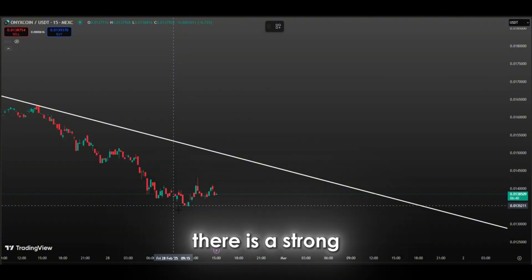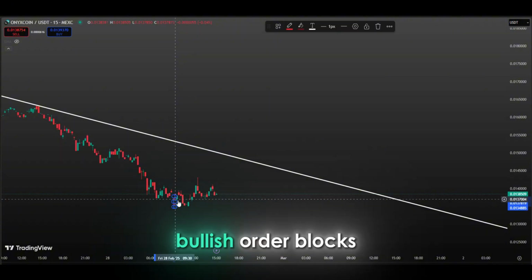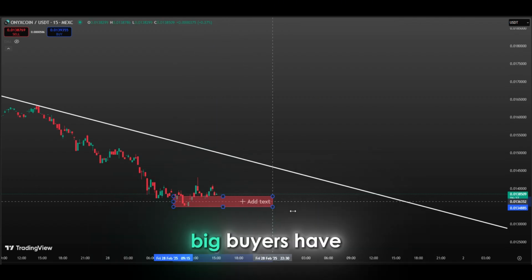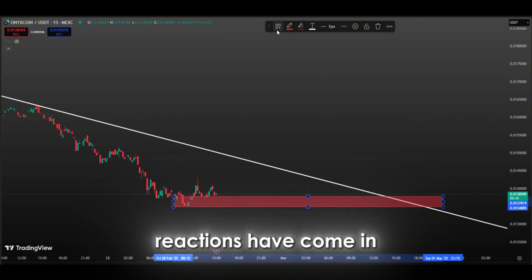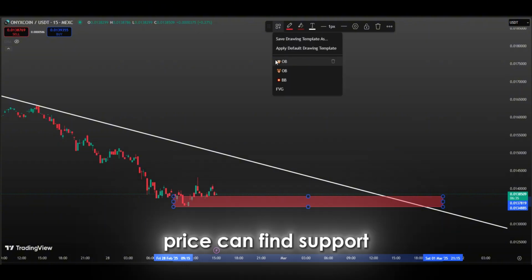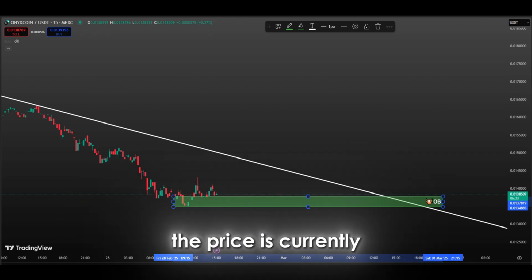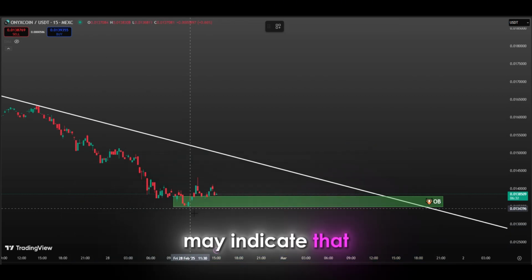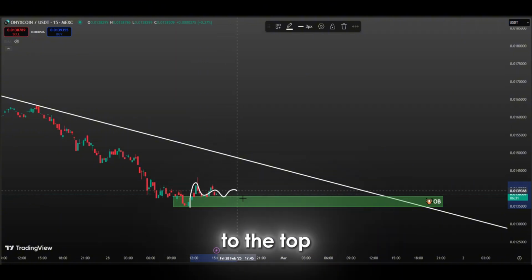And right now, there is a strong bullish order block in the area where the price is holding. Bullish order blocks are known as areas where big buyers have previously entered the market and strong buying reactions have come in. These are the areas where the price can find support and start an upward movement again. The fact that the price is currently trying to hold in this area may indicate that buyers are starting to step in and try to support the price from the bottom to the top.